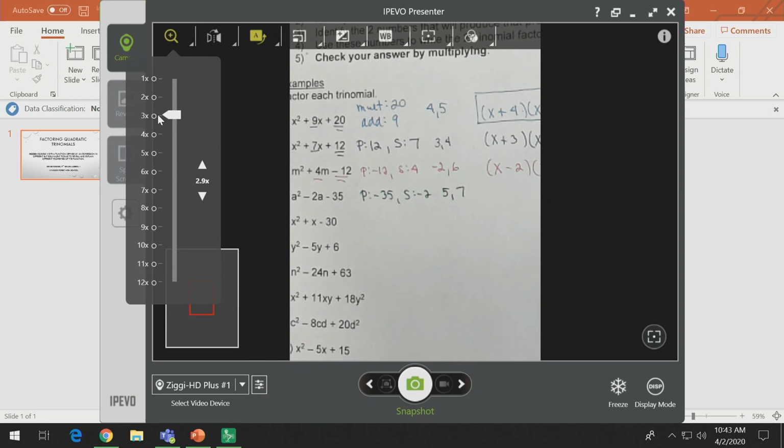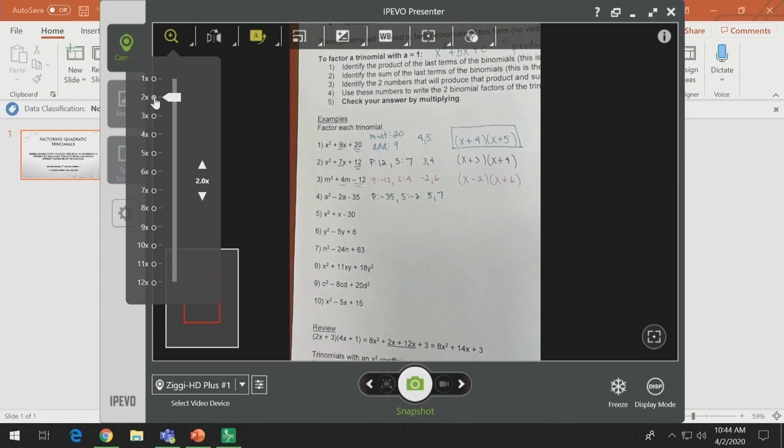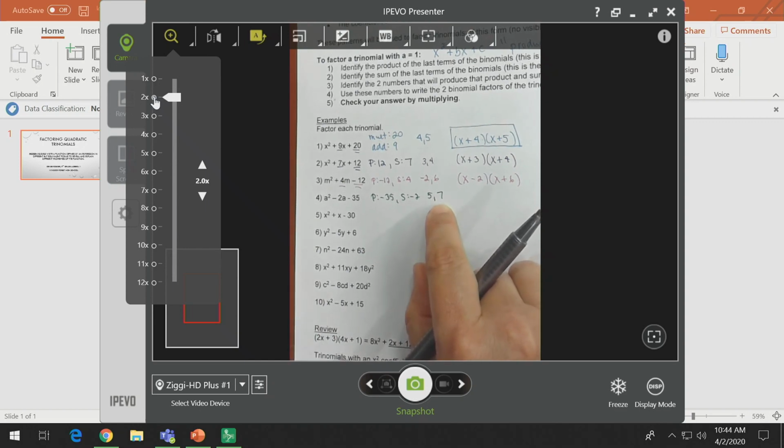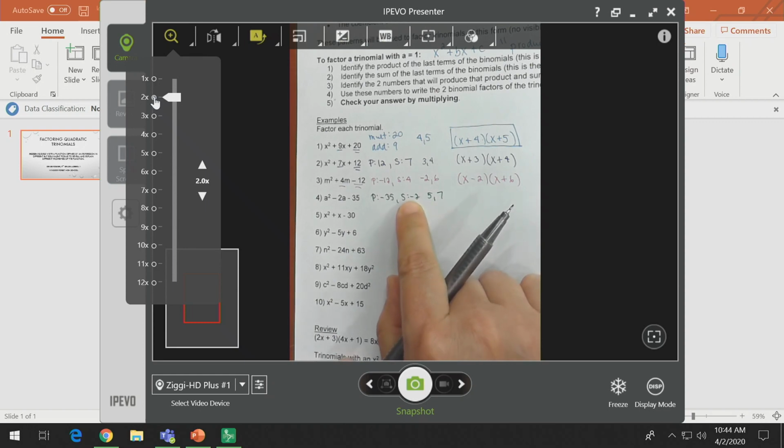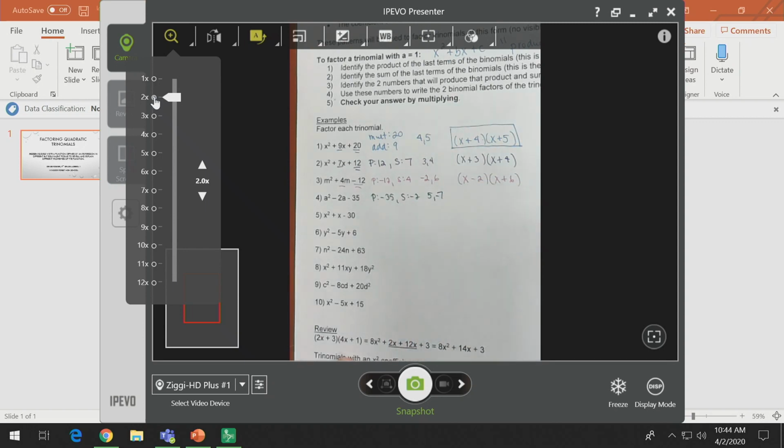Okay, but you said that the sum has to be 2. Well, whenever we're dealing with opposite numbers, how do you find the sum? You subtract them. So 5 and 7, when you add them as negatives, you get 2. But you see how the sum is negative? So that means that the 7 has to be the negative number. So this is going to factor to x plus 5 times x minus 7.